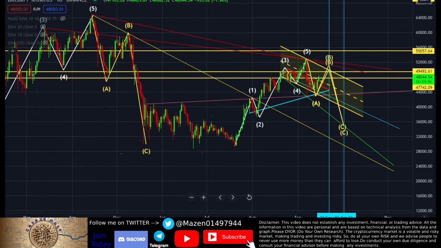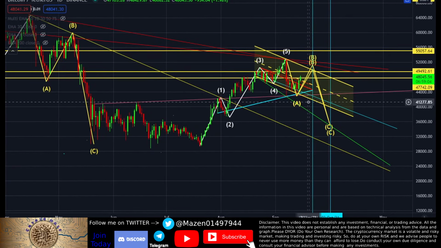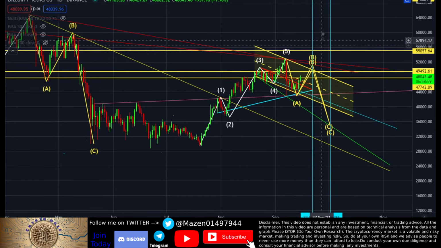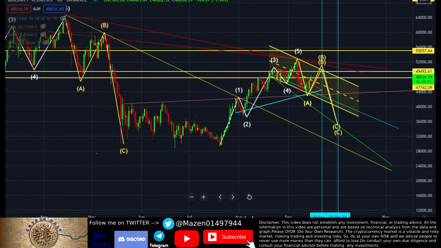But again, TA is probability, so it might not happen. If the bulls want this bull run to resume, they need to start making higher highs and higher lows and break this all-time high, or else it's just over for Bitcoin.